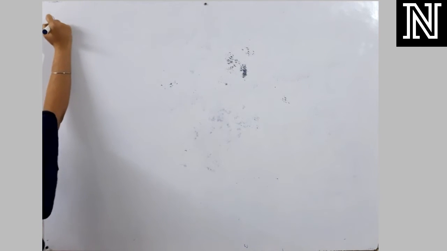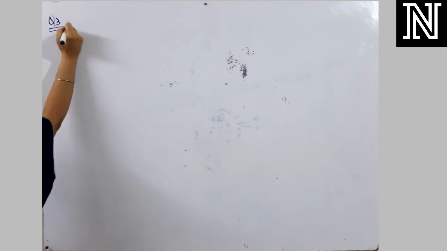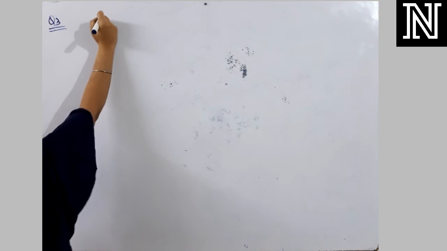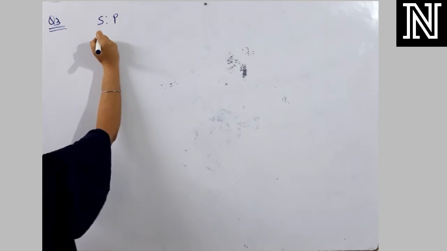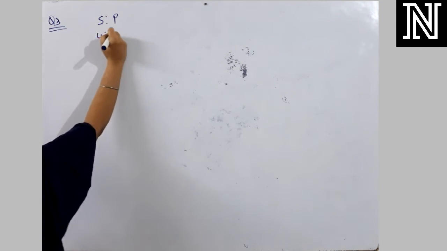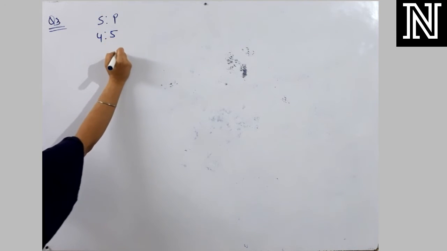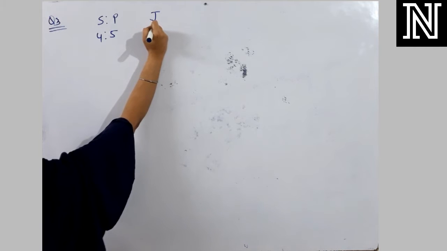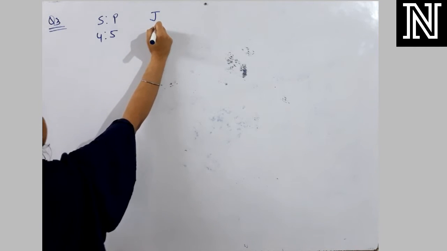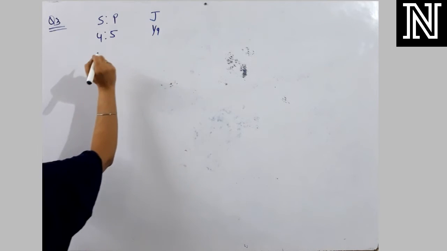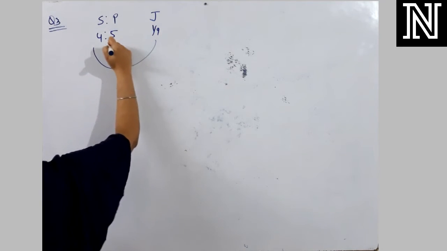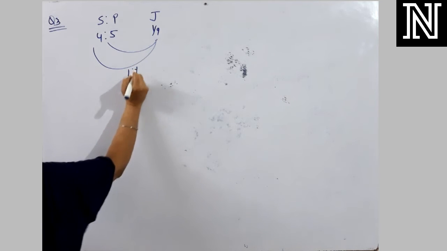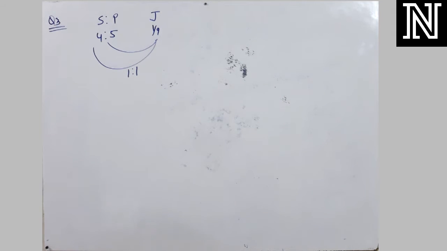So, third condition today we have to start. Third condition, third sum. In that question, S and P are partners in the ratio 4 is to 5. They admitted J as a new partner for 1/9 share, which he acquires equally from S and P.